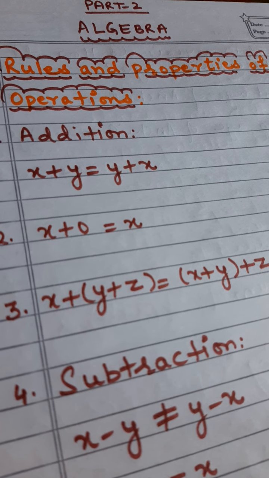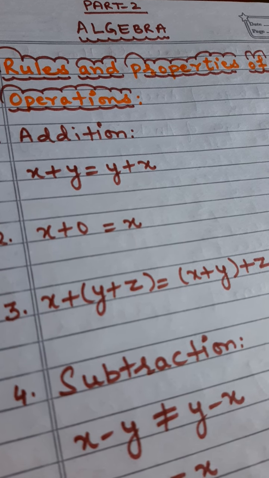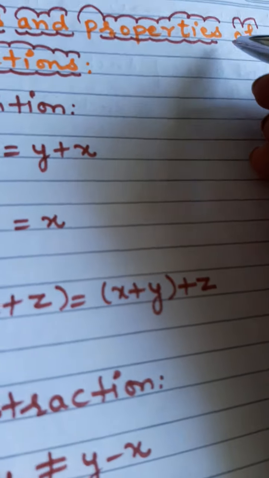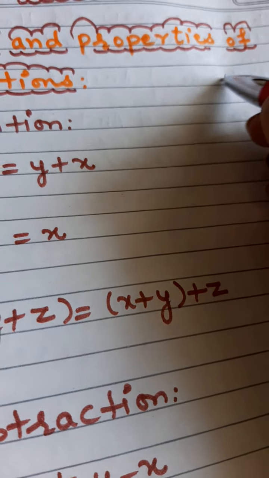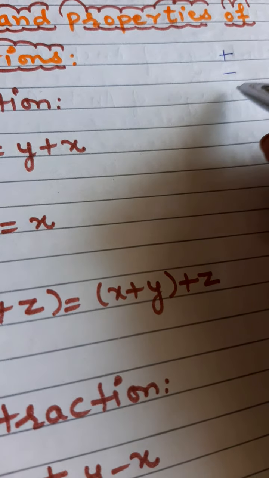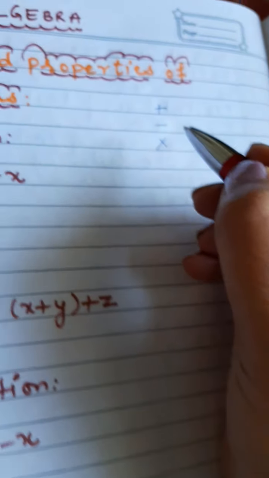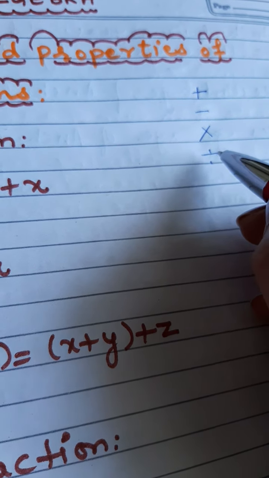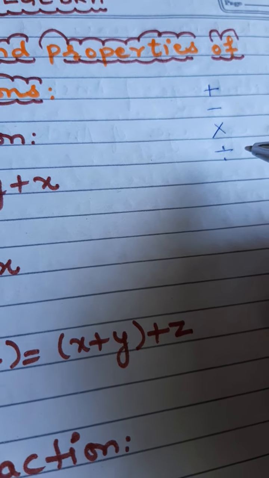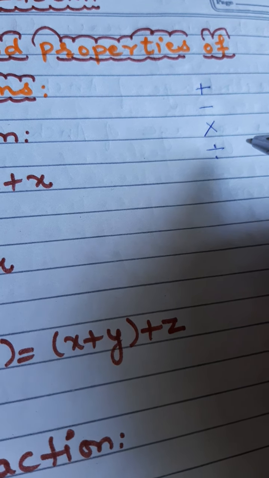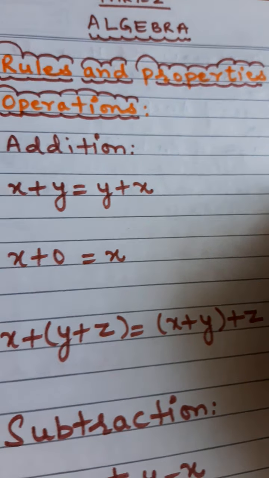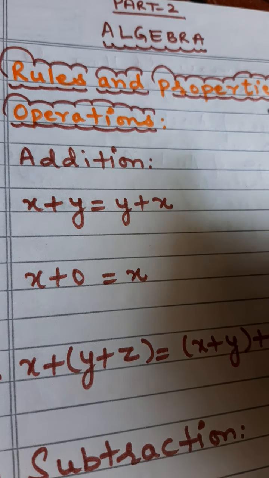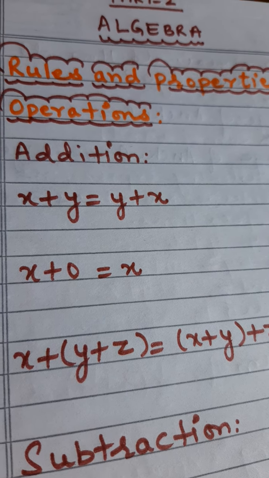In the previous video, we have learned how many fundamental operations there are. The four fundamental operations are addition, subtraction, multiplication and division. These are the four fundamental operations, or we can call them mathematical operations or arithmetic operations. So, in this video, we will learn the rules and properties of these operations. This is part 2 video of this chapter, algebra.